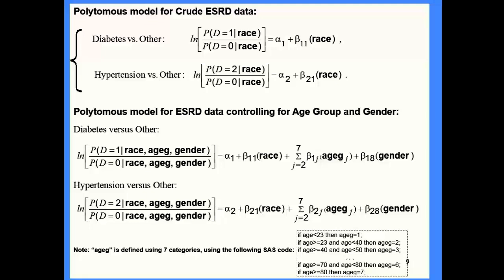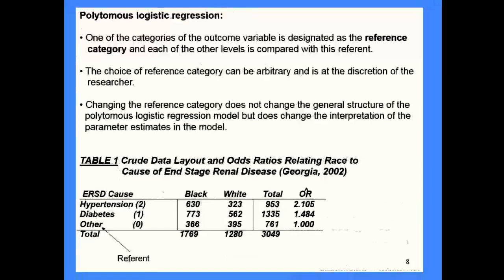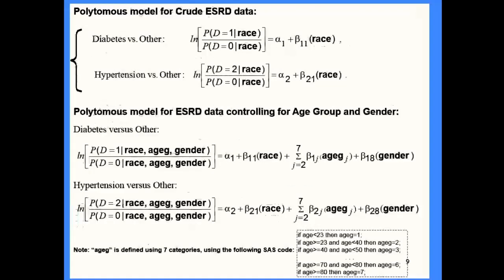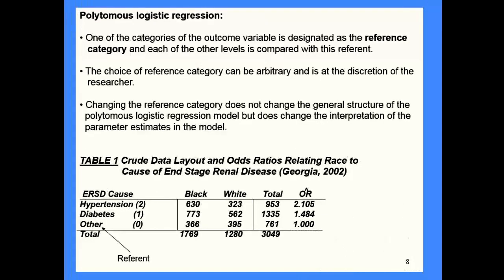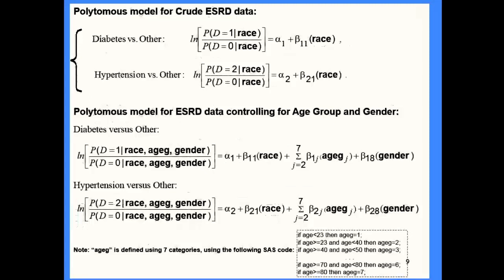It turns out that if you run this model, you can use proc Logistic to run it. The two odds ratios you're going to get are exactly these two, 2.105 and 1.484. So you can either do this without a model, or if you actually ran a model using a program, proc Logistic, you'll get exactly the same answers, 2.105 and 1.484, because this is a model that you're not controlling for anything. It's just the crude data.